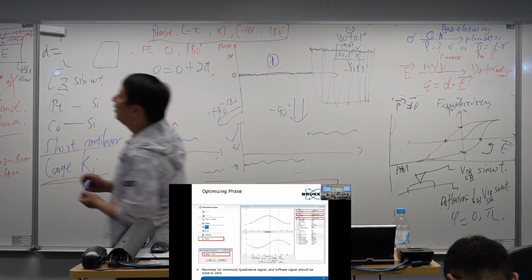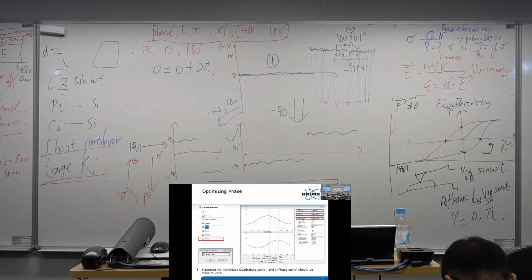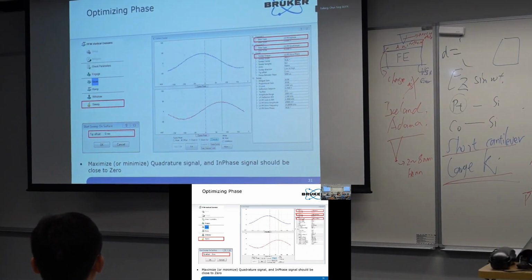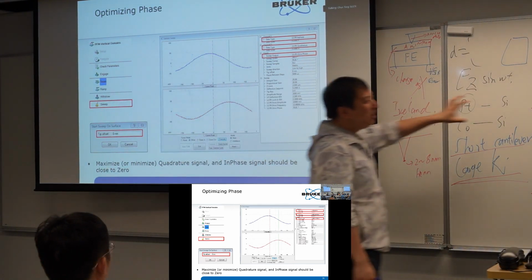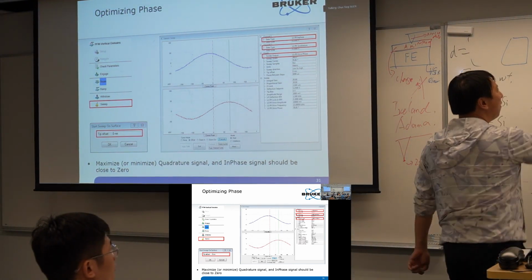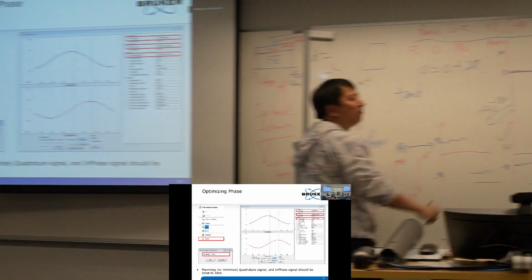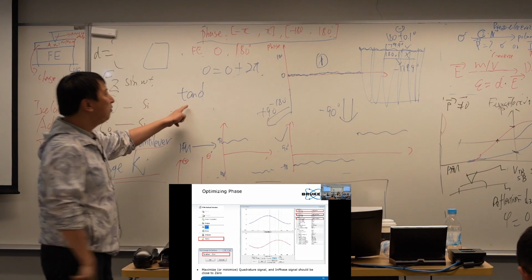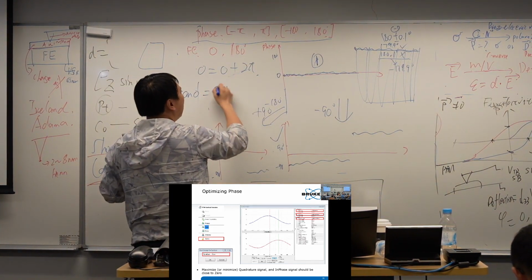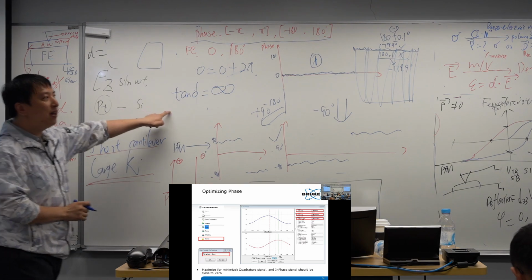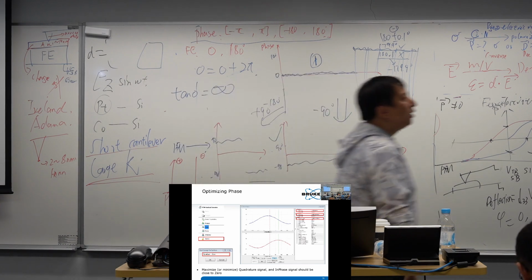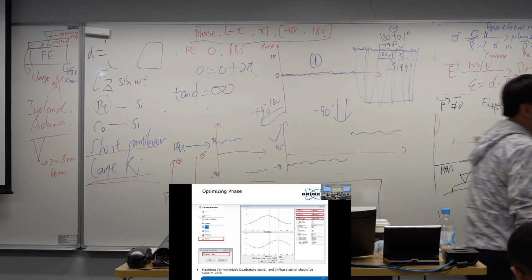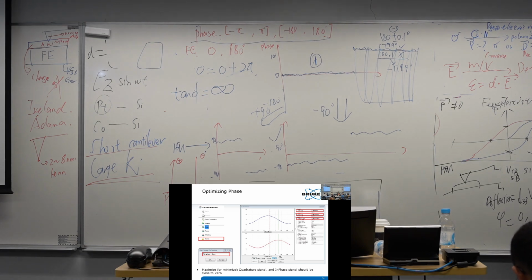So the brokers, they are good at messing things up. They give this way to show you how to optimize the phase. What they are doing is they don't explain it in this way. They just tell you what we get. We get tangent phase, right? Tangent phase equals infinity means our phase is at 90 degrees. So they want to get the tangent phase. It should give you an x and y.